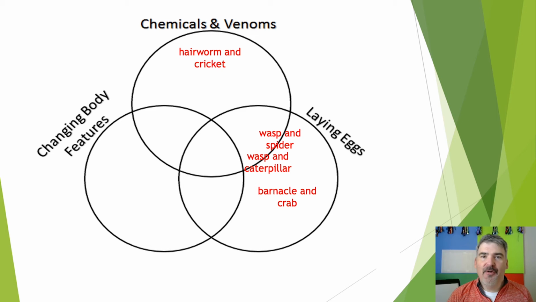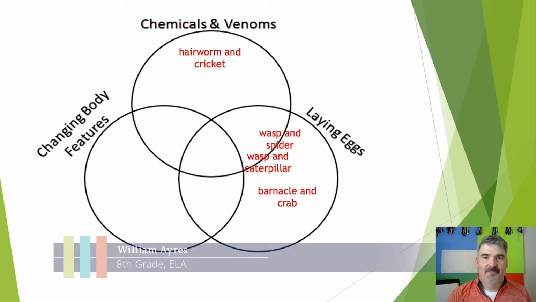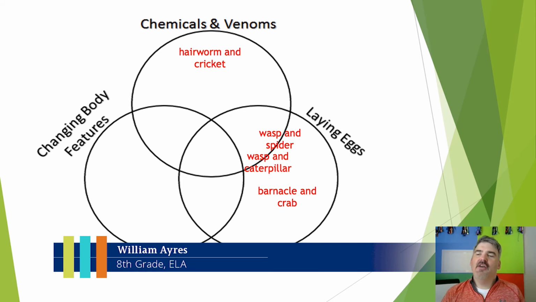I put barnacle and crab in the laying eggs section. I wrote that the parasitic barnacle invades the crabs and lays eggs where the crab would carry an egg pouch. So the crab cares for and births the larvae. Did you have that in your diagram? If not, take a second. You can change it if you need to. All right, keep it handy. We'll come back to this.